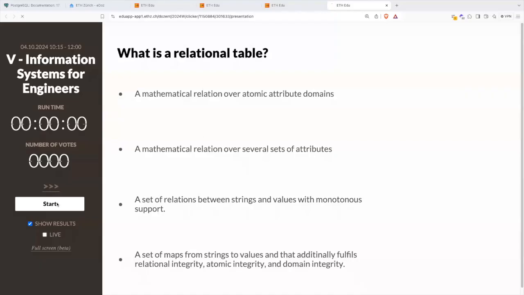So here's the first one. What is a relational table? Is it a mathematical relation over atomic attribute domains? Is it a mathematical relation over several sets of attributes? Is it a set of relations between strings and values with monotonous support? Or is it a set of maps from strings to values that additionally fulfills relational integrity, atomic integrity, and domain integrity?